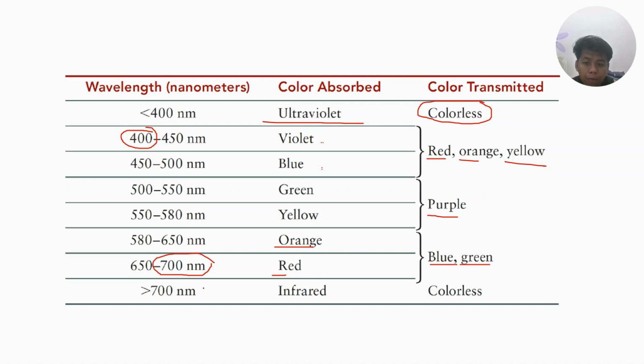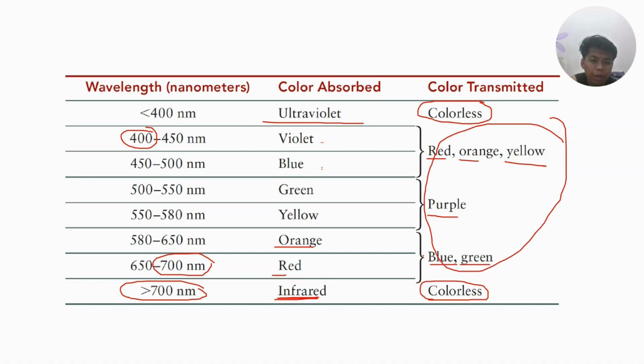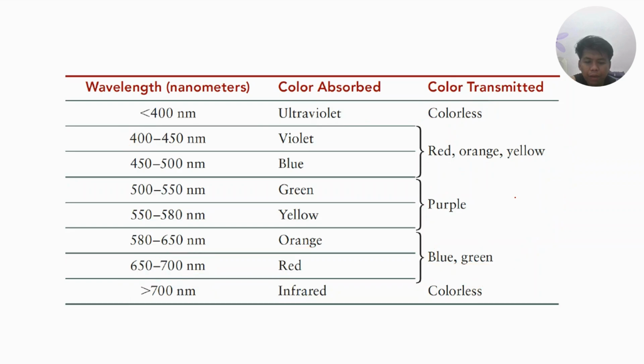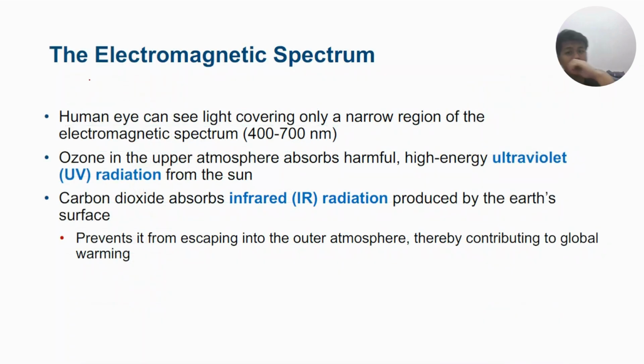Above 700 nanometers is what we call the infrared, also a colorless region. Both of them are colorless regions, but in between them are the visible colors. Or actually, ROY G. BIV, right? So a little fun fact about the electromagnetic spectrum: the human eye can see only the region of 400 to 700 nanometers.